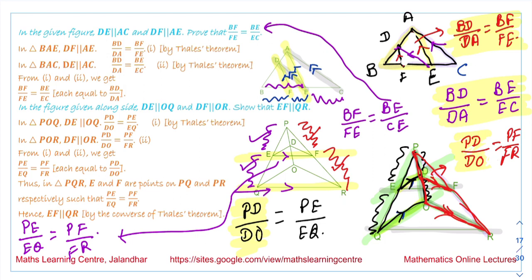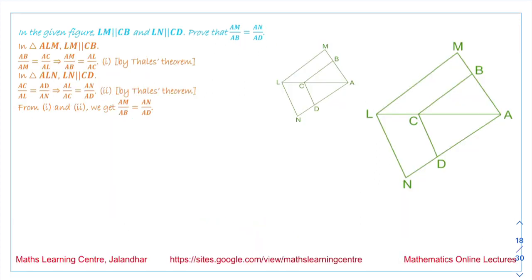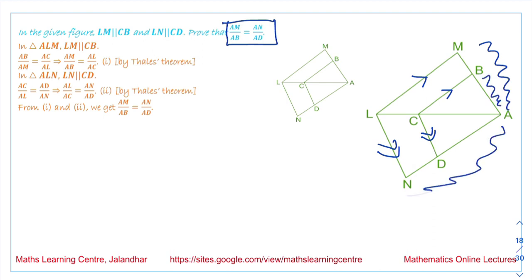Now next, in the given figure, LM is parallel to CB, and LN is parallel to CD, and we have to prove this result: AM over AB is equal to AN over AD. So these sides we are talking about over here: AM over AB is equal to AN over AD.